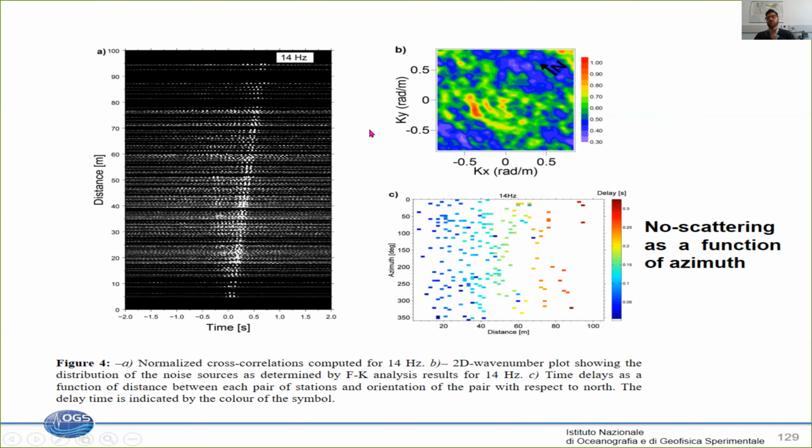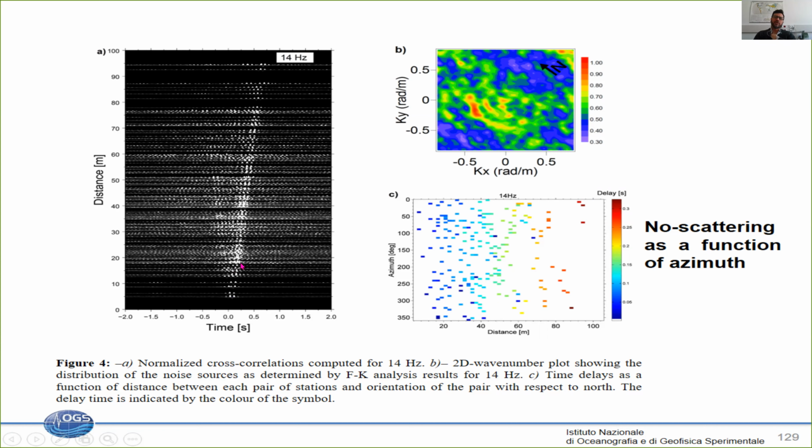So the sources of noise were not homogeneously distributed, but as I showed you at the beginning, since they are not homogeneously distributed, they generate some asymmetric Green's function in terms of amplitude. And 14 Hertz is quite shallow. And we said, okay, let's just plot the delay time. So we have an average velocity here that we can assume just fitting the data.